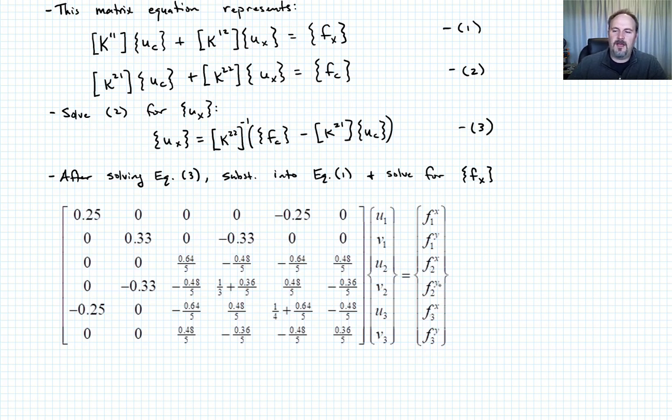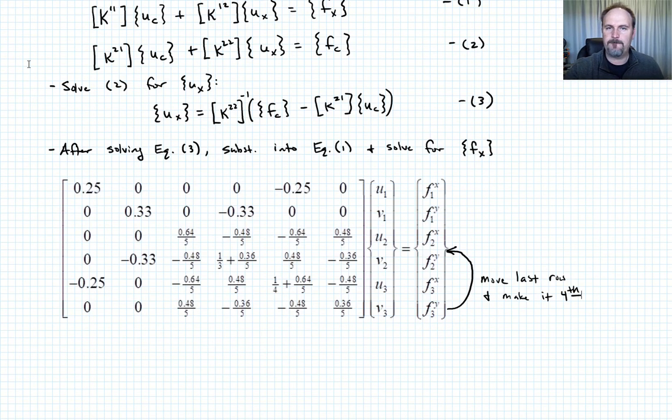But I want my unknown forces to be at the top half of this vector, right? So this is the only other unknown force I have, so I want to move it up. So I want to take this row and move it right to there, okay? I want to move the last row and make it the fourth row, and shift the others down. That's all I'm going to do. Okay, so let me show you how we do that.